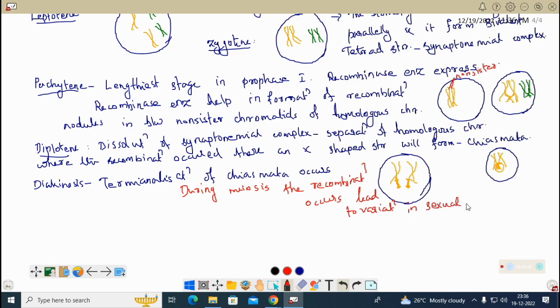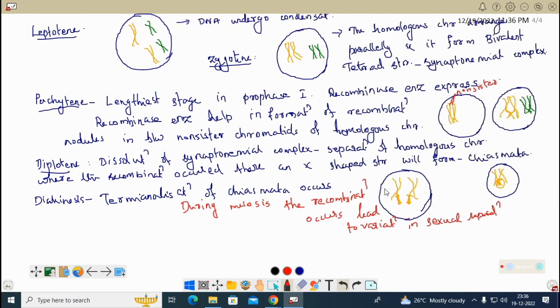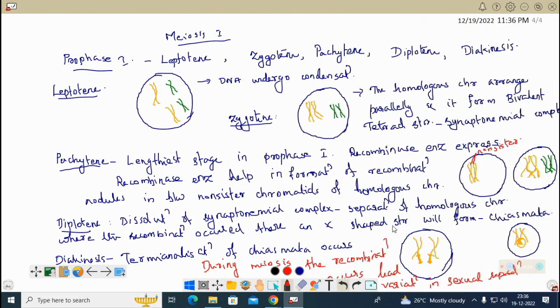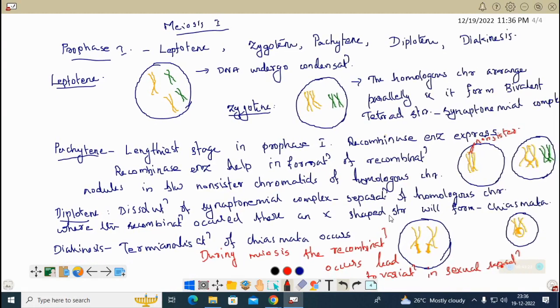You see, in sexual reproduction, the progeny does not look exactly like its father or mother. That is because of the recombination between the father's and mother's chromosomes in its body, which leads to variation. That process occurs in the pachytene stage. So which stage of prophase 1 in meiosis 1 is responsible for the variation in sexual reproduction? That is the pachytene stage. Once again, we are just revising.